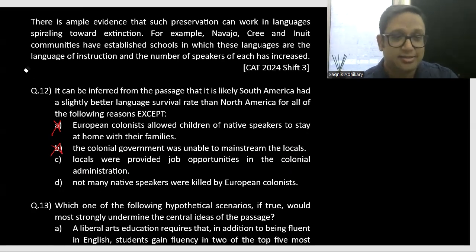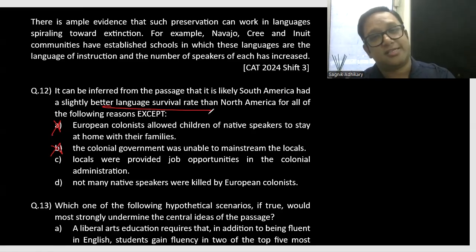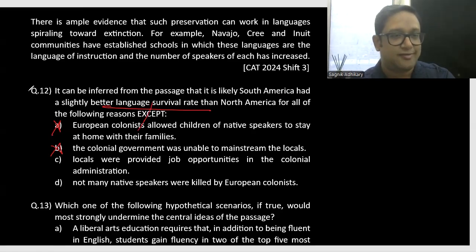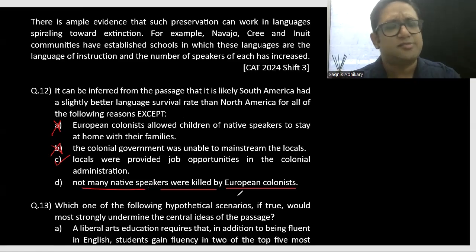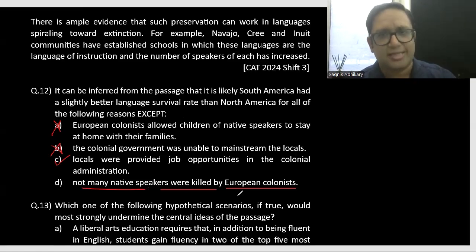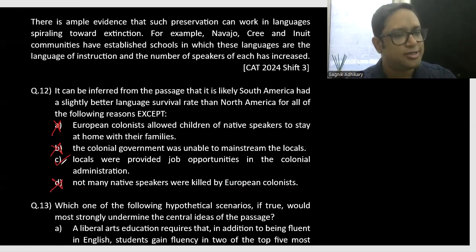Second, this is a reason why there would be death of languages. So this would be a likely cause for lower language survival rate, which means this is a valid choice. We can qualify option C. D says not many native speakers were killed by European colonists. Again, if native speakers were not killed, then people who speak the language survive, then they would continue to speak the language, and it will not die. So this is a likely reason for better survival rate, not the answer. The correct answer is option C.